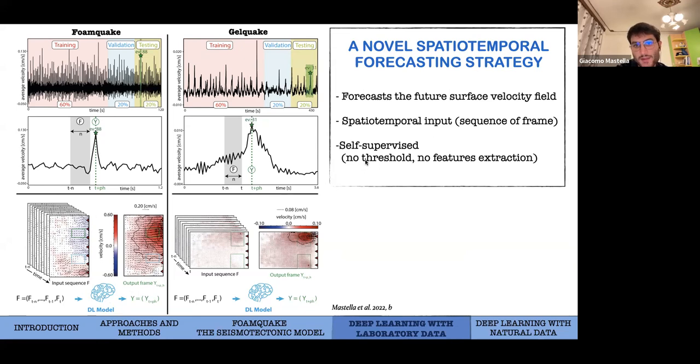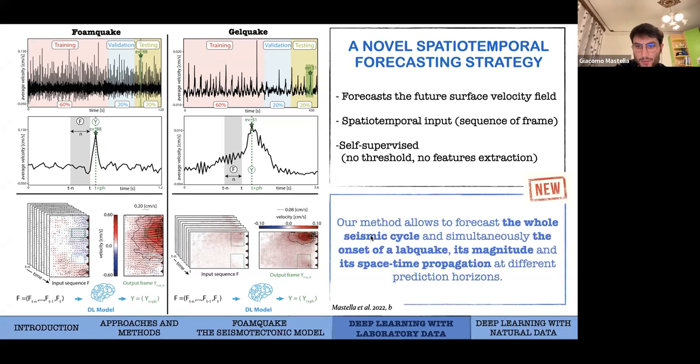And it's a method that is self-supervised, in the sense that there's no need to define a velocity threshold, and no need to extract features because the raw velocity field is used as an input to train the deep learning model. The method allows us to forecast the whole seismic cycle, including interseismic and coseismic stages, and simultaneously to forecast the onset of a laboratory earthquake, its magnitude, and its space-time propagation at different horizons in the future.